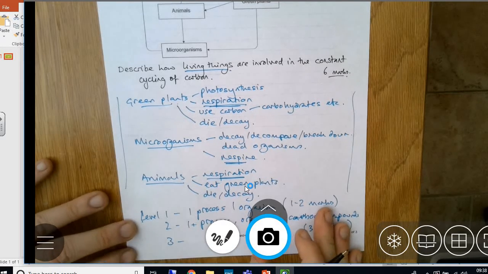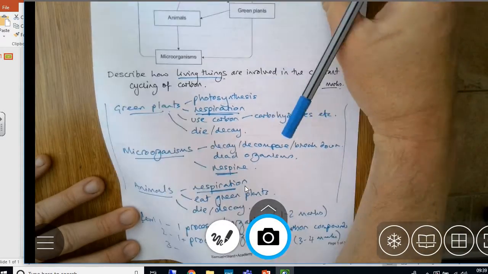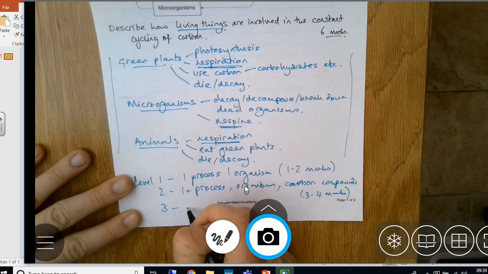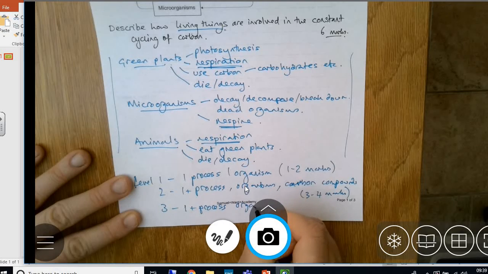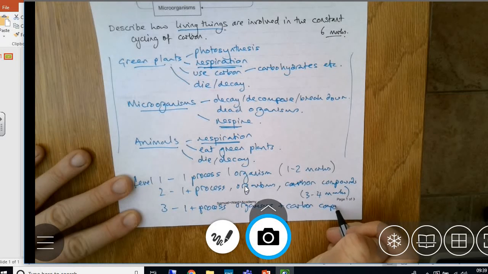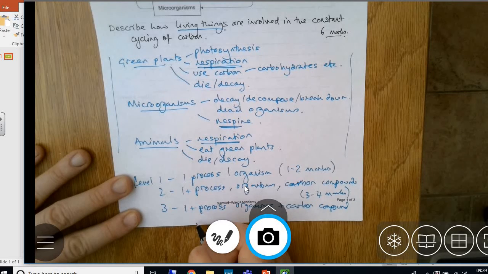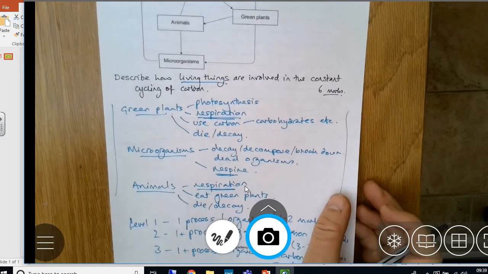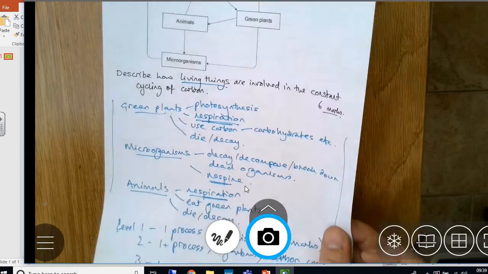For a level 3 answer, we're looking at a little bit more detail. We need more than one process. We need the organism and the carbon compound for one of them, and then for the other process we need either of these things. And that gives us our 5 to 6 marks. That's where I'm really interested, so we're going to think about that. So let's have a go at writing our answer to this.